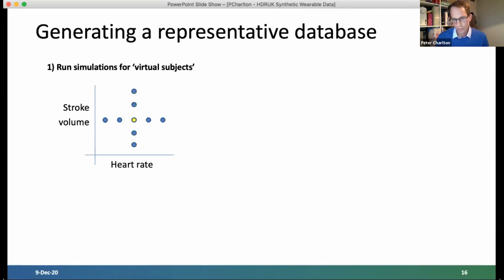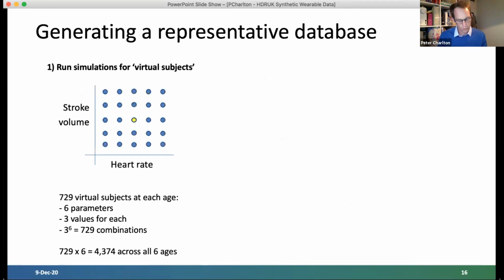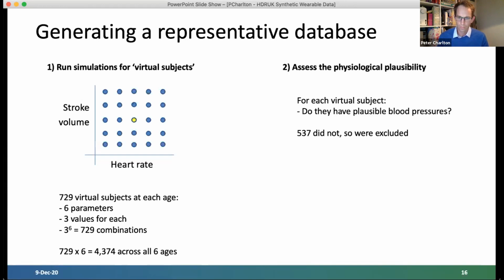Firstly, we ran simulations for virtual subjects by varying properties independently. And then secondly, in an attempt to generate pulse waves which were representative of a sample, we took all possible combinations of the input parameters, here shown for just 2. So this resulted in a database of 4,374 virtual subjects, each with their own pulse waves.